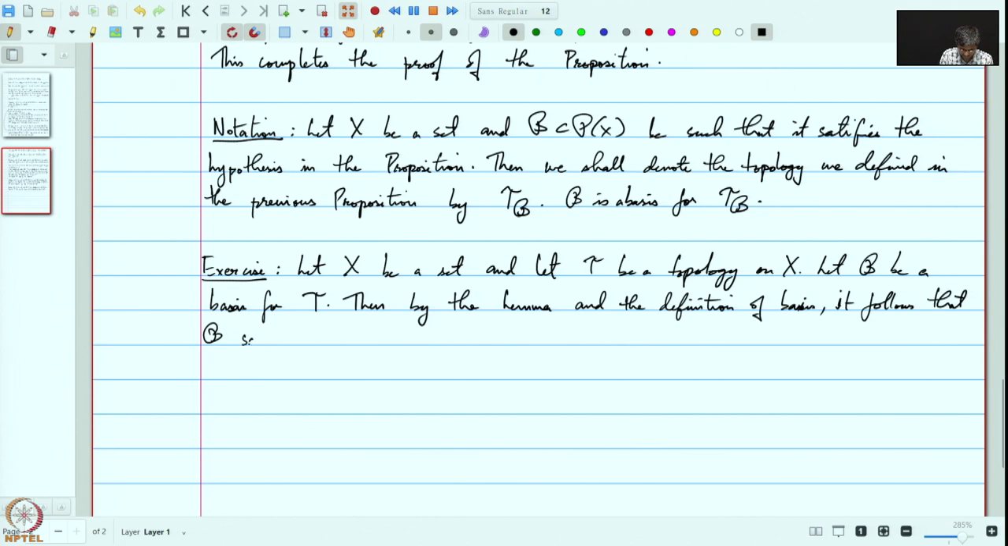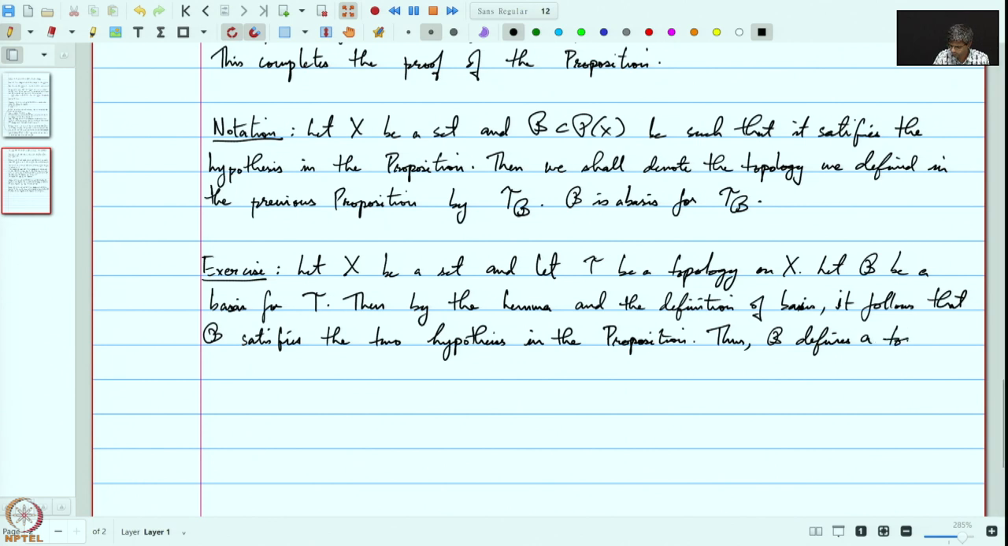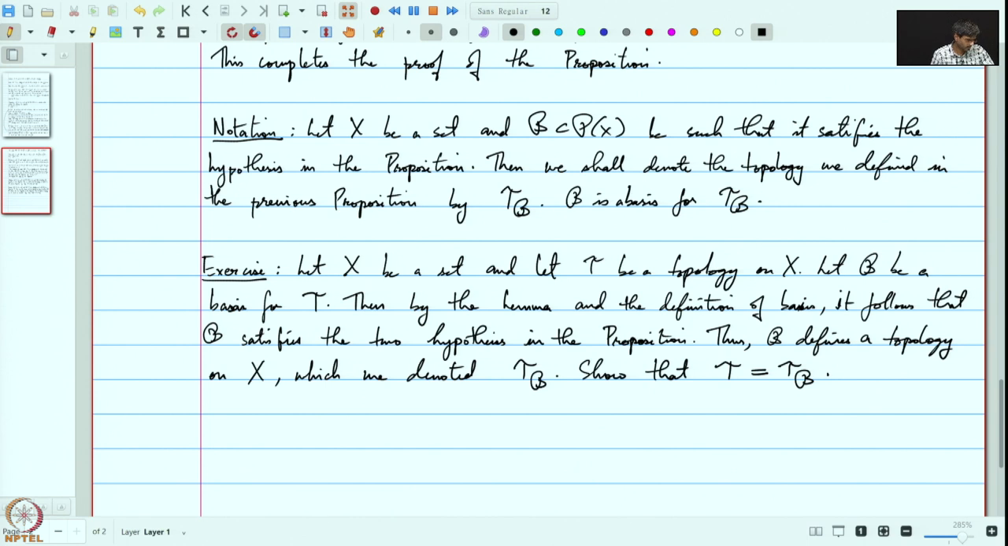B satisfies the two hypotheses in the proposition. Thus B defines a topology on X which we denoted tau sub B. So a priori, this tau sub B may be different from tau, and the exercise is to show that tau is equal to tau sub B.